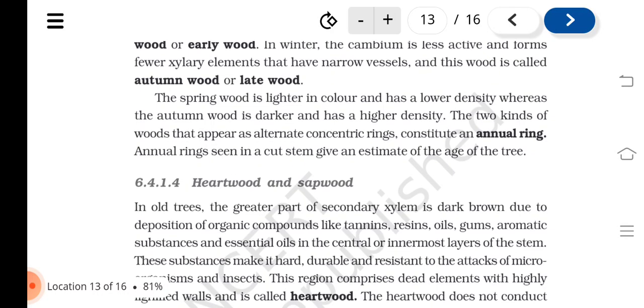The spring wood is lighter in color and has a lower density, whereas the autumn wood is darker and has a higher density. The two kinds of woods that appear as alternate concentric rings constitute an annual ring. Annual rings seen in a cut stem give an estimate of the age of the tree.